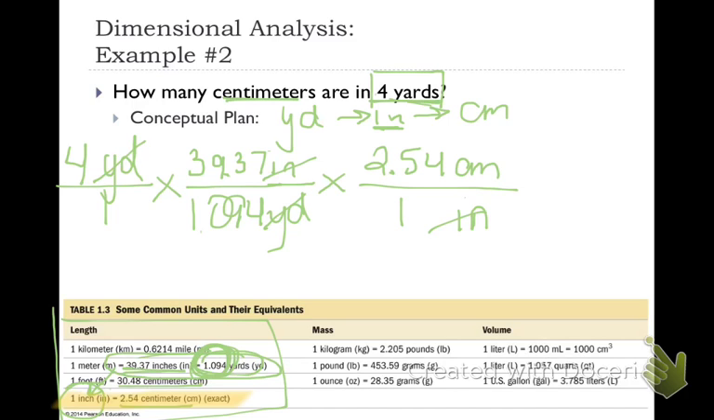So to put this into your calculator, 4 times 39.37 times 2.54. Press the equal sign. Make sure you do that. And then divide by, because don't forget your fraction's a division sign, divide by 1.094 in order to get your number. So you should have, and this is where some people say it's a large number, it's like 365 point something.